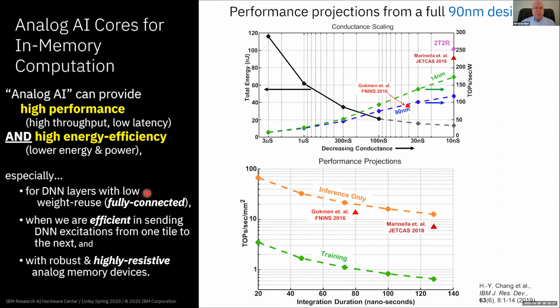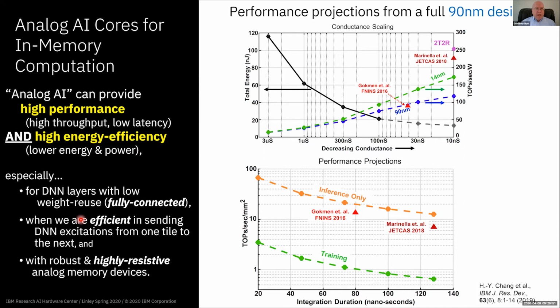But it's especially true for DNN layers with low weight reuse. With things like convolutional networks where the weight reuse is extremely high, we're always highly energy efficient, but it's a little bit harder to get high performance in terms of teraflops per second per square millimeter. But these are the kinds of layers that are very hard to do on digital circuitry. So we really feel there's a very strong complement between analog and digital.